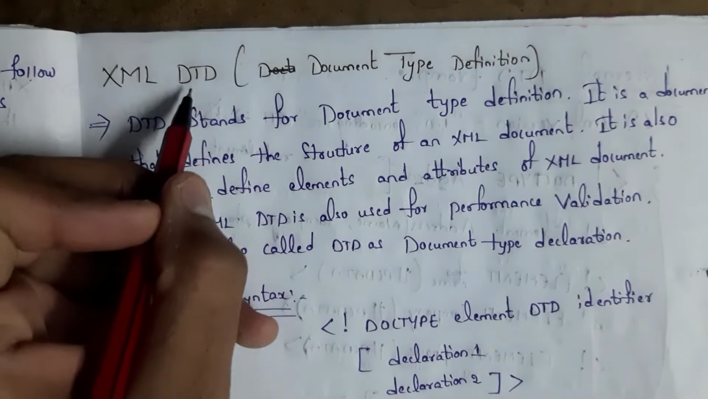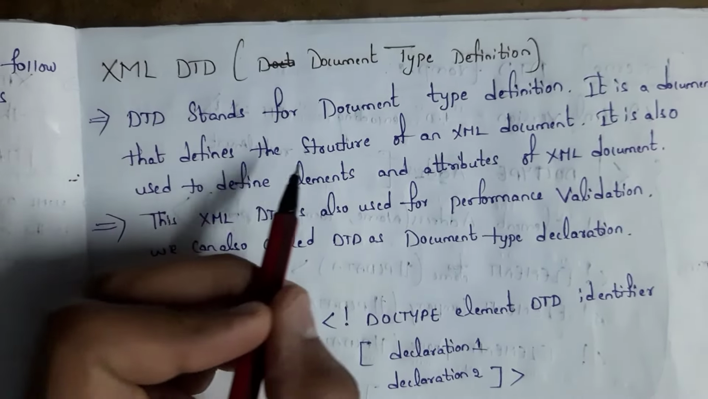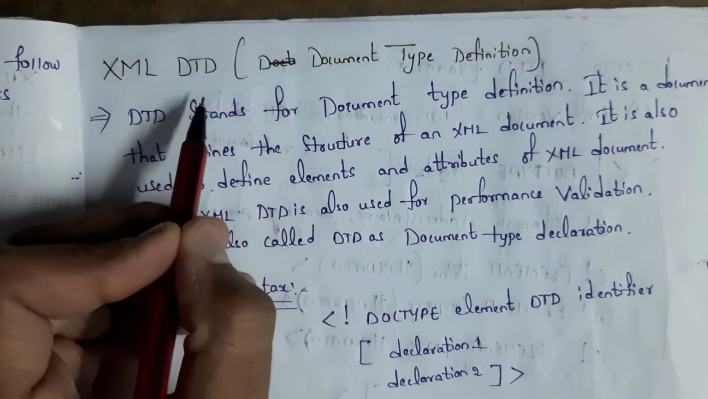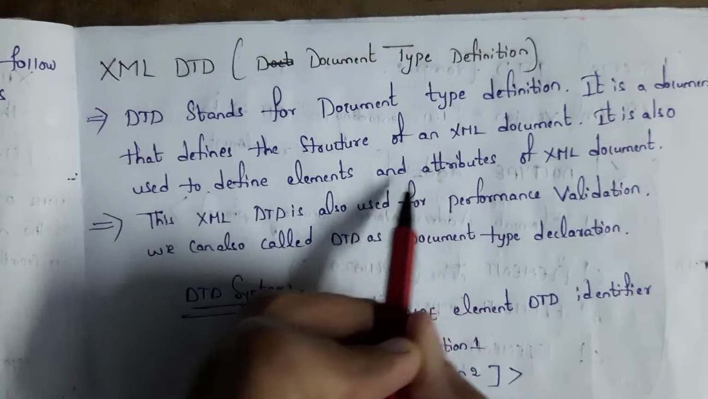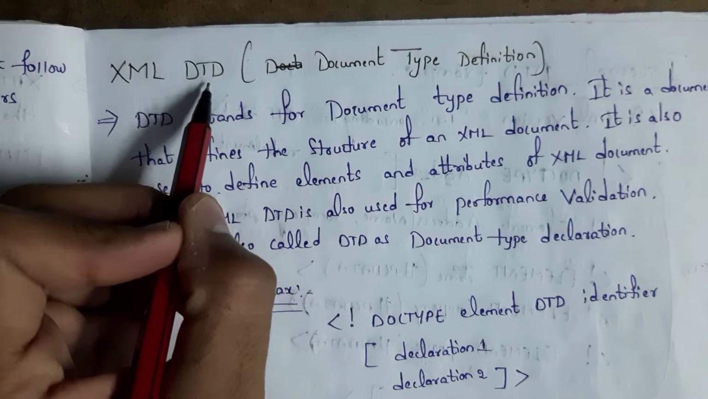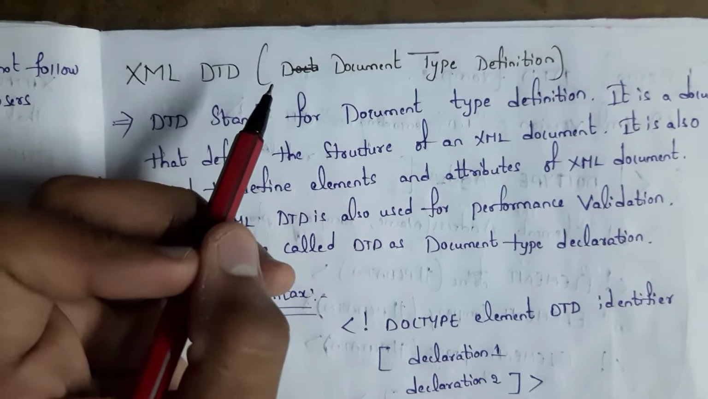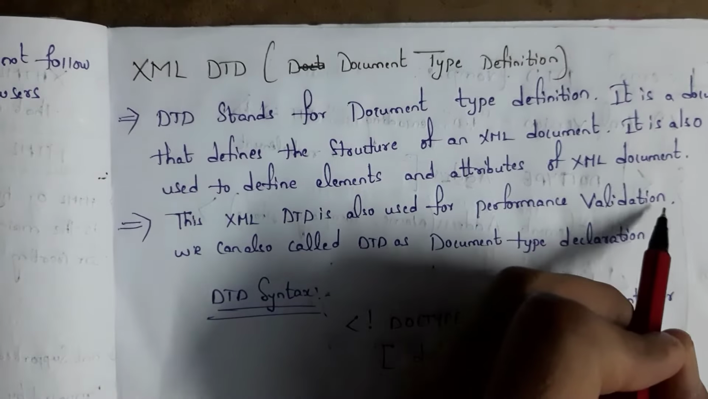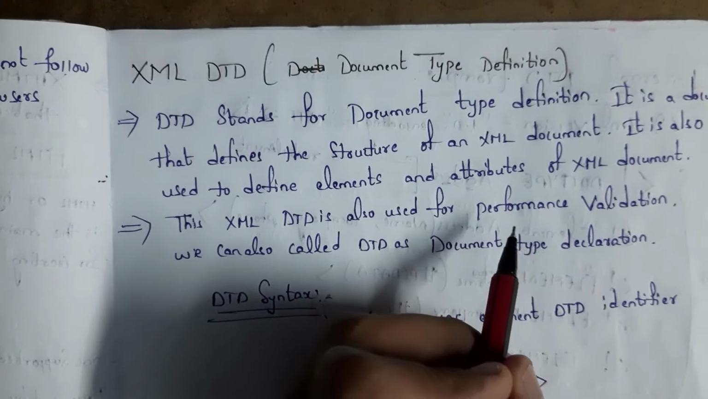Topic is XML DTD. DTD stands for Document Type Definition. XML DTD is a document that is used to represent structure of XML document. The main use of this XML DTD is to represent structure of XML document, and it also used to represent elements and attributes of XML document. These are the two uses of XML DTD. We can also call this XML DTD, that is document type definition, as document type declaration, and it is also used to perform validation. In order to validate the performance, we use this XML DTD.